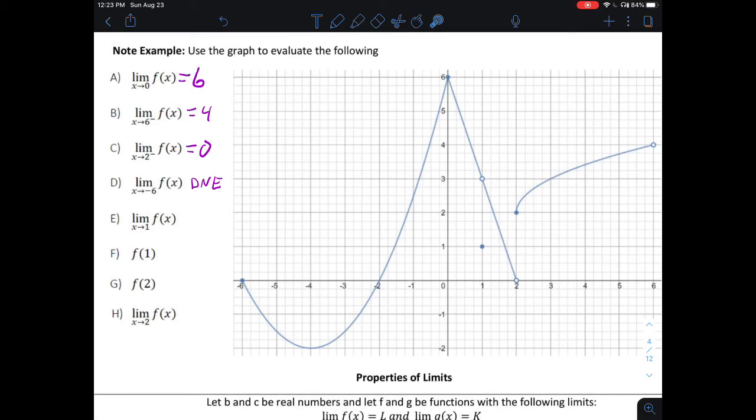Now let's look at part E. The limit as x approaches 1 for the function f of x. All right, so we're talking about the limit. So I go to 1 and say, all right, what does the graph do as I come from the left and the right sides? As I come from the left side, I work my way towards 1. The graph goes to a y value of 3. And then I do the same thing from the right-hand side. So I get on the curve, I work my way back to 1, and it's also going to 3. So since they go to the same y value, we say that the limit is equal to 3.